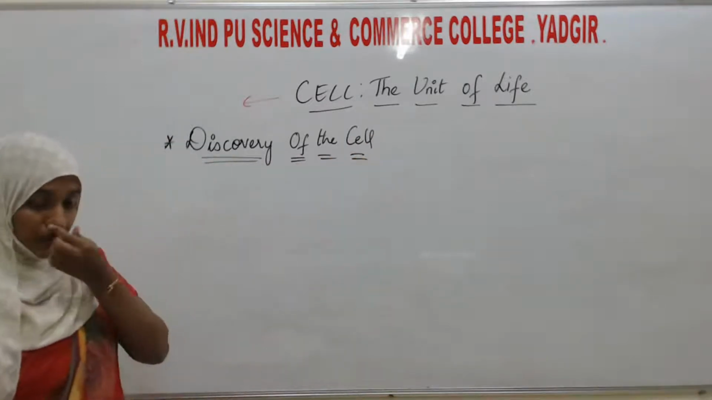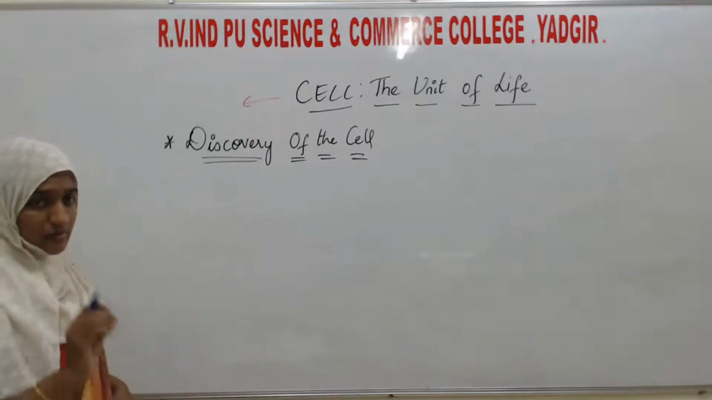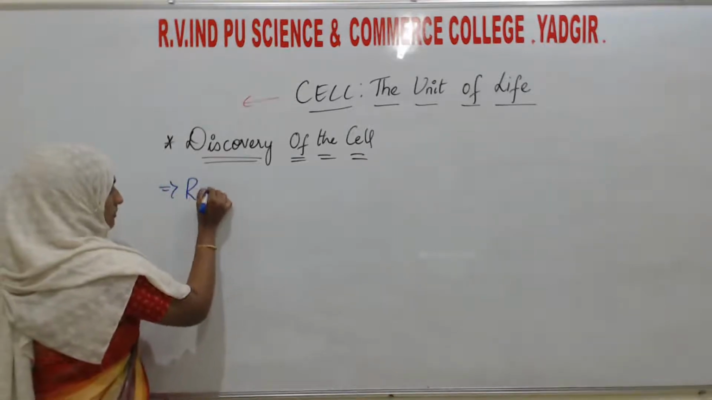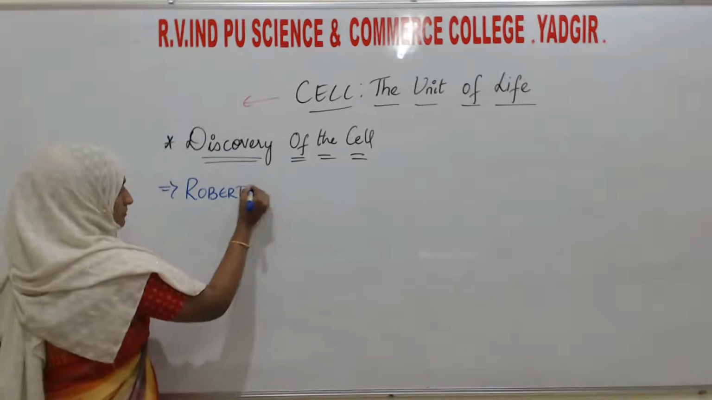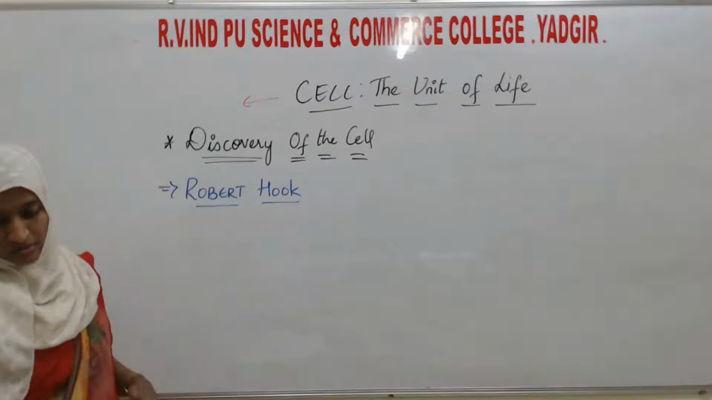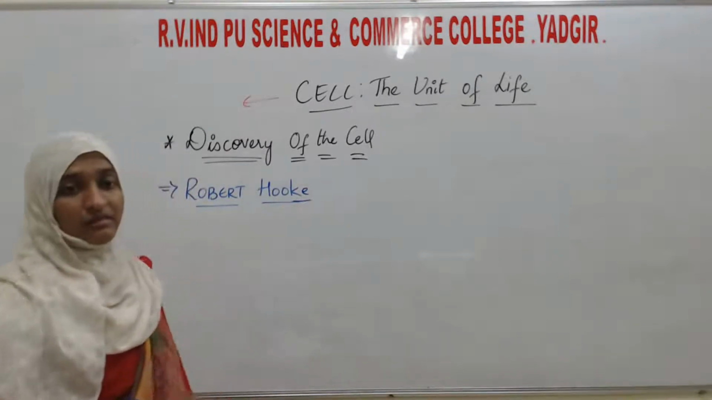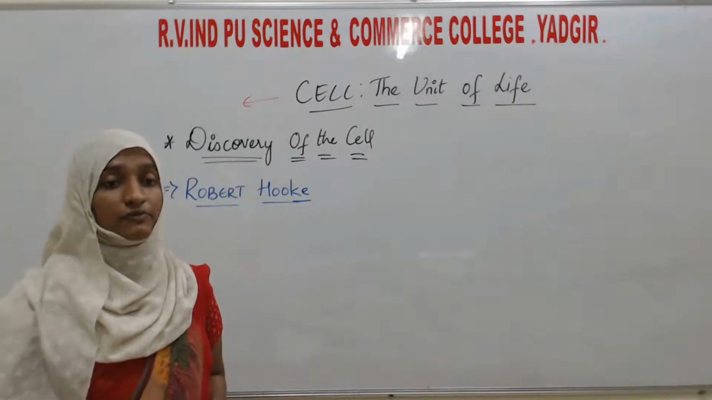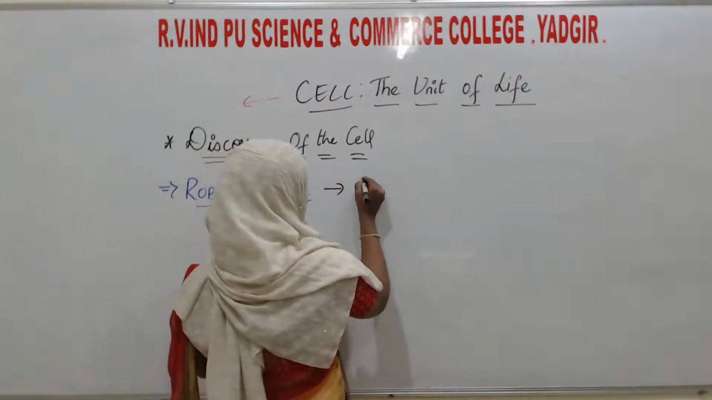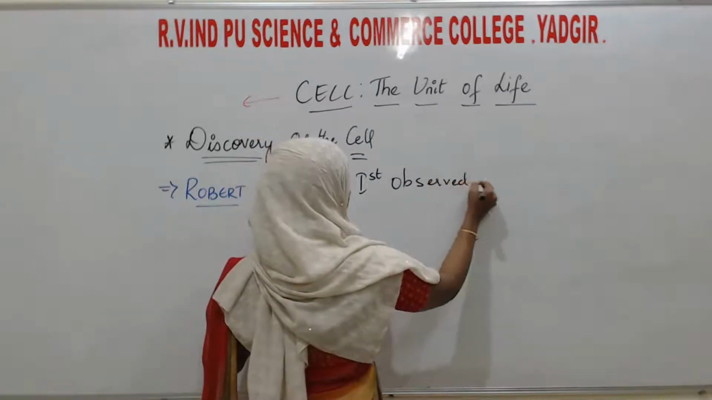So who first discovered it? That is a person whose name is Robert Hooke. Who is the person? The name of that person is Robert Hooke. He is the person who first observed a cell.